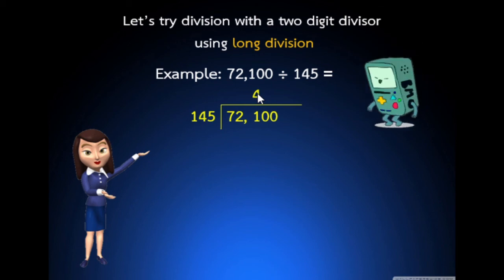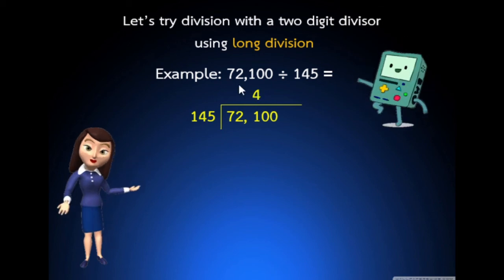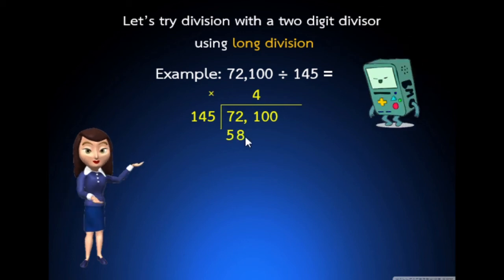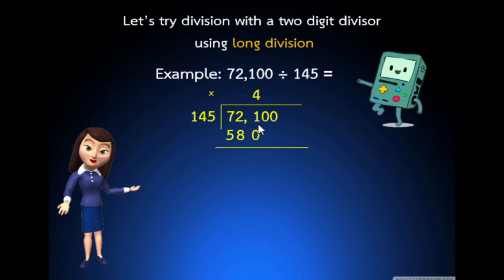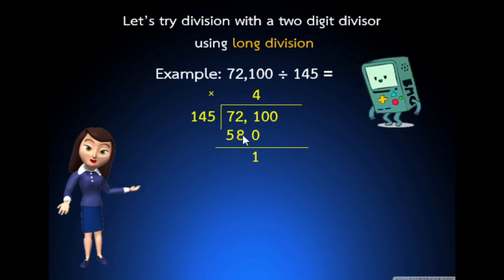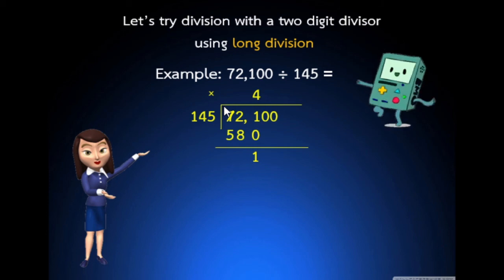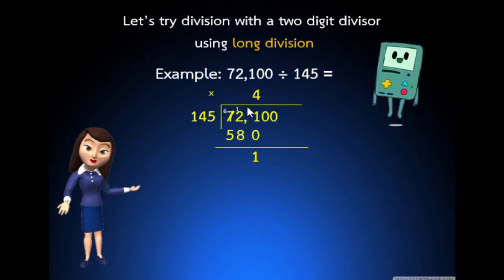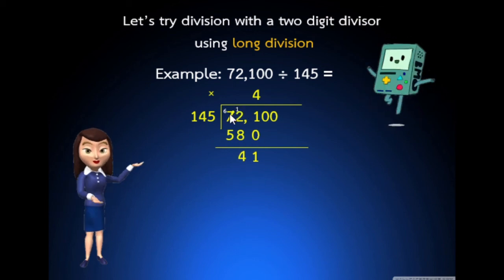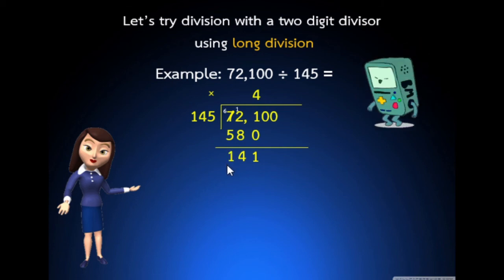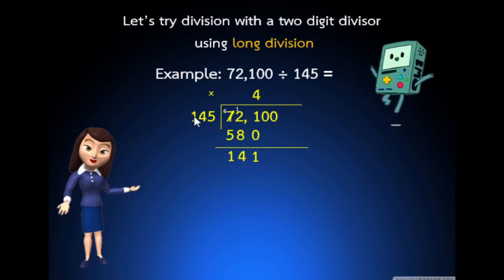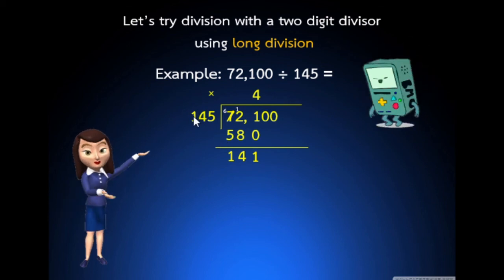721 divided by 145 is 4. And then 4 times 145 is equal to 580. Minus: 1 minus 0 is 1. 2 minus 8 cannot be. Borrow from 7. 7 becomes 6. 2 becomes 12. 12 minus 8 equals 4. 6 minus 5 equals 1. 141 divided by 145 cannot be.